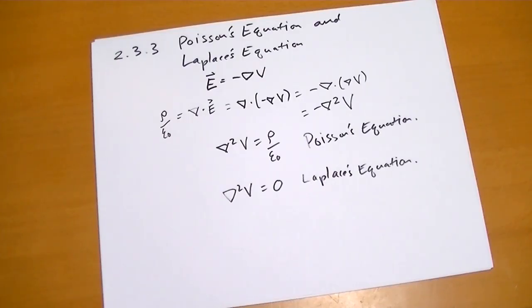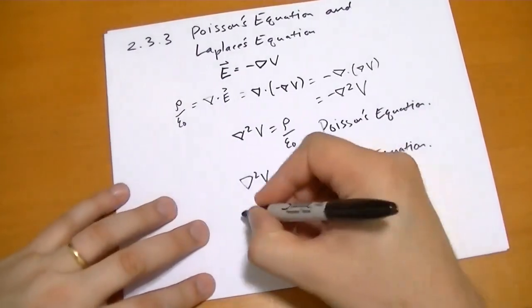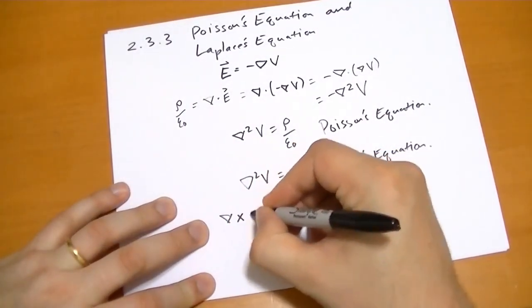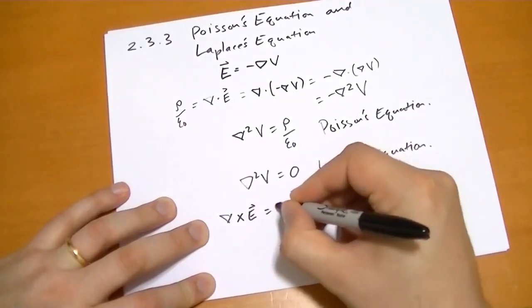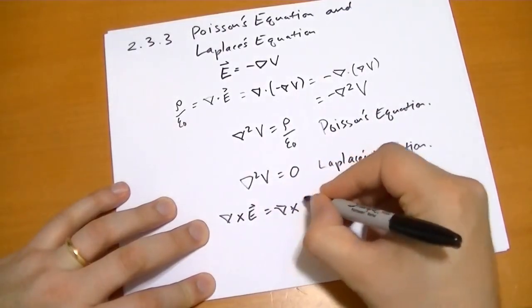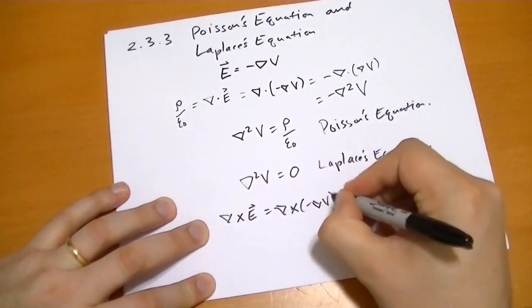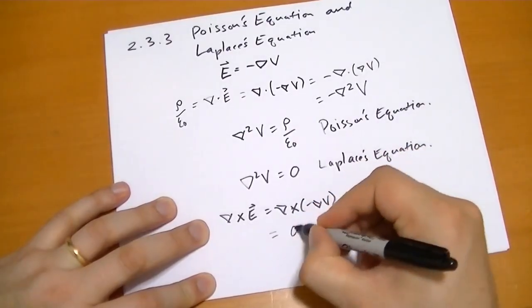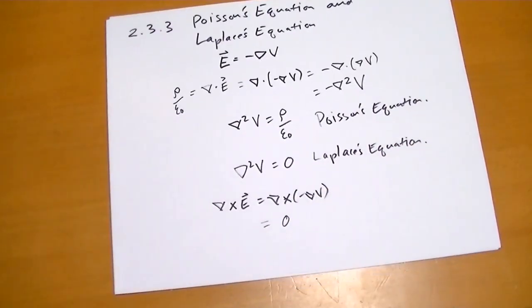The other interesting thing is what happens when you take the curl of the E vector. So that's the curl of minus the gradient of V. Well, no surprise there, that's going to be 0. So the curl of any gradient is, of course, 0. So in truth, the fact that the electric field isn't curly gives us the potential in the first place. So this is basically stating what we already have assumed to be true.